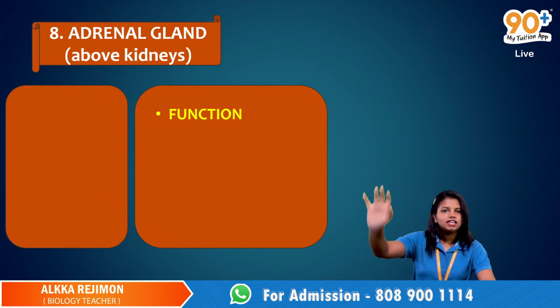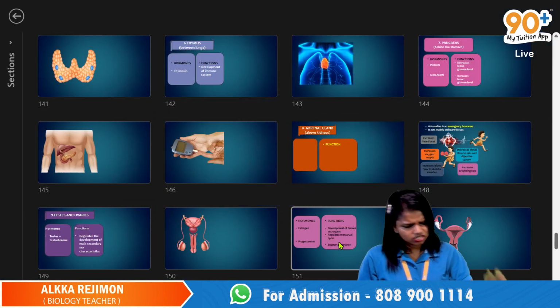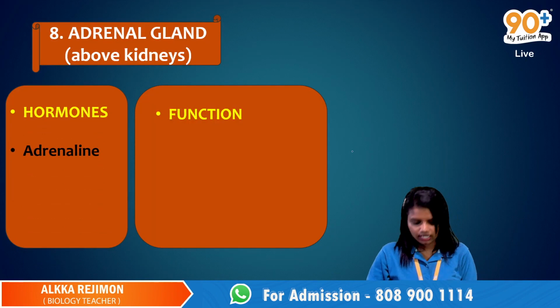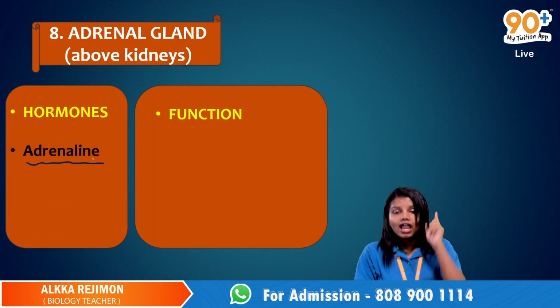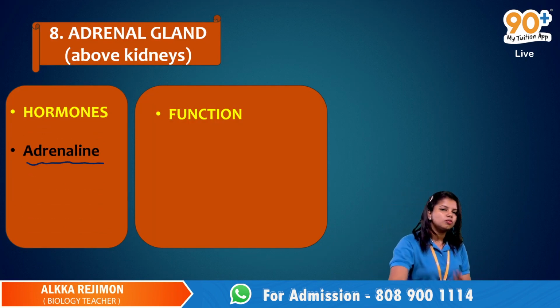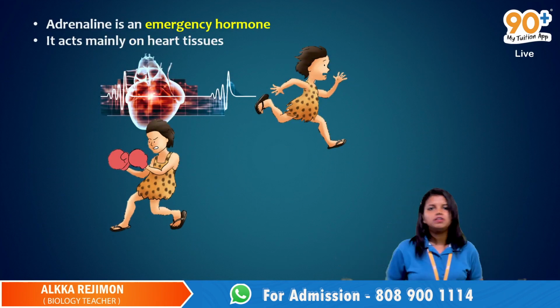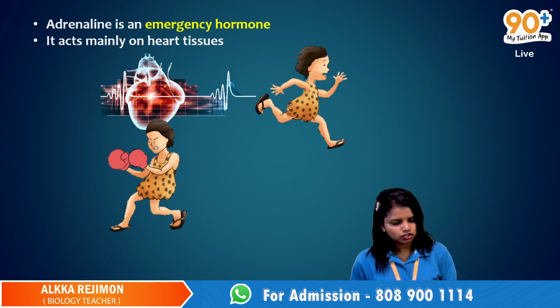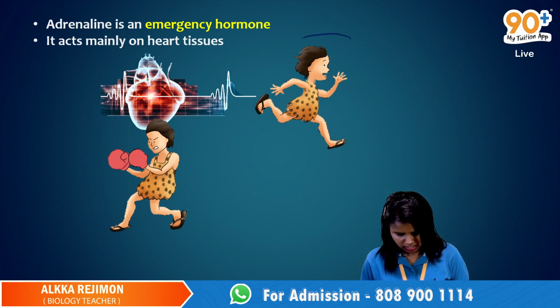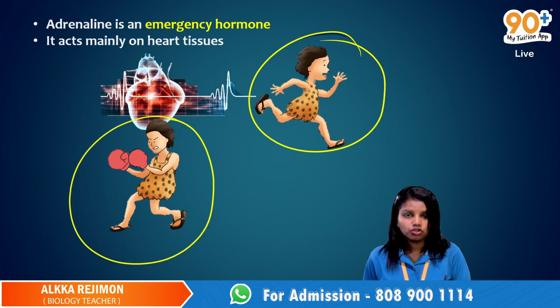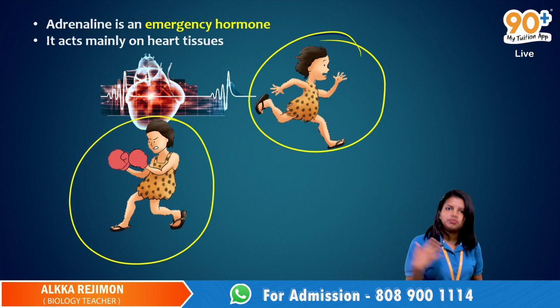Yes, and then the eighth gland is the adrenal gland, which is a cap above the kidney. So it's a gland which is seen just above the kidney, and it is producing several hormones. Adrenaline is one of the major hormones produced by the adrenal gland, and this adrenaline has several functions. So here you can see the fight and flight response. How you respond during an emergency situation, how you respond during a fight situation when you have to defend your body.